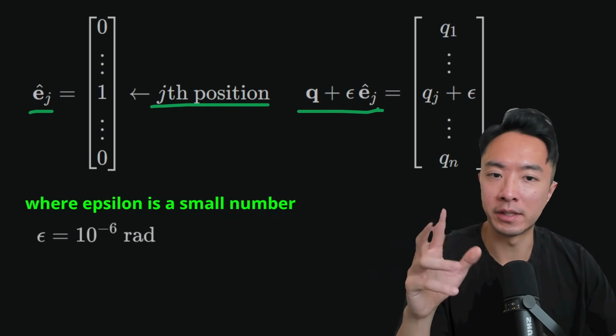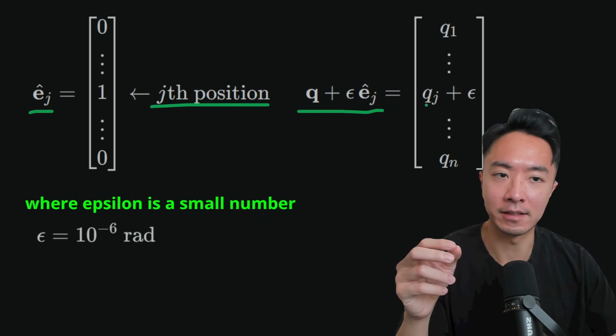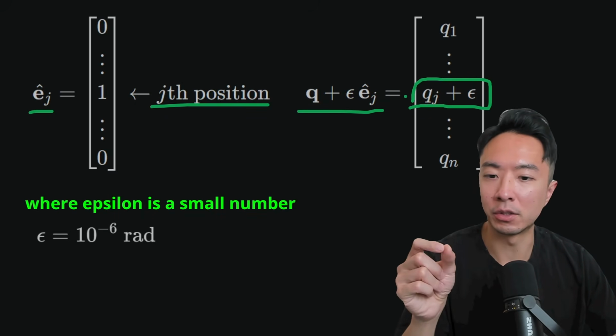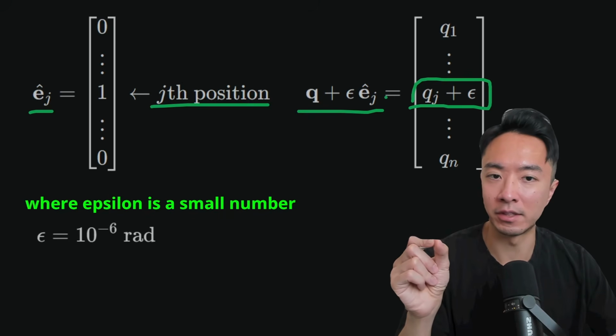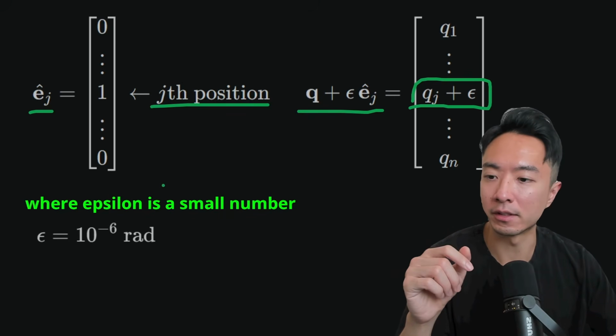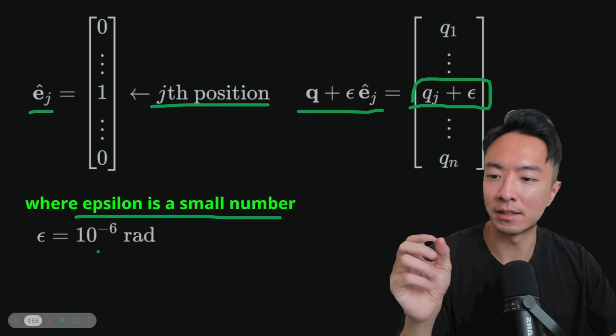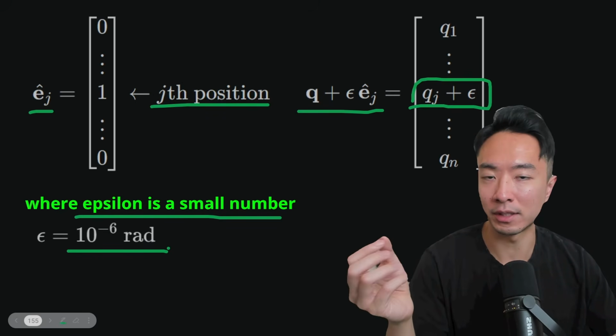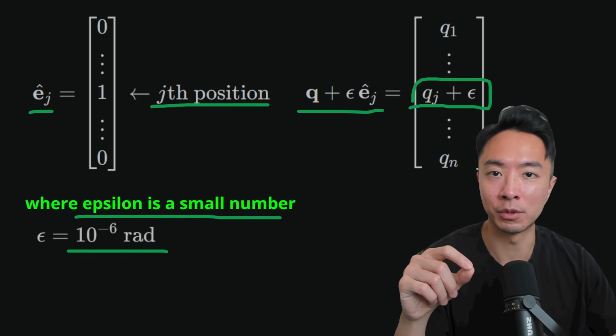And then the q plus epsilon e hat, this is going to ultimately come down to selecting that specific joint angle and adding some small epsilon to calculate our Jacobian. So this epsilon is going to be something that you define, typically something small like 10 to the negative 6 radian. You could play around with this value to see what works best for you.